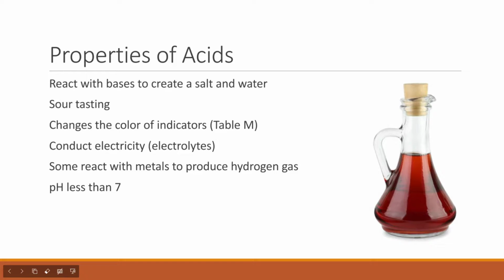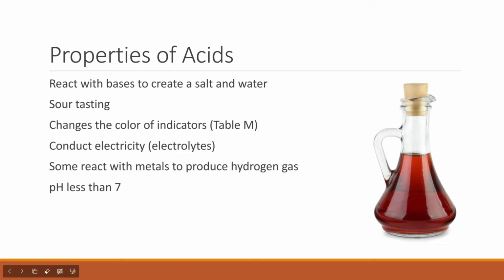Acids conduct electricity. They are electrolytes, so that means they're going to break down into ions in water. They react with metals to produce hydrogen gas through single replacements, which is another thing we're going to look at later in the unit. And they have a pH of less than 7, which some of you remember from living environment or other middle school science classes. And some of you don't, but either way we're going to get to talking about pH as well.